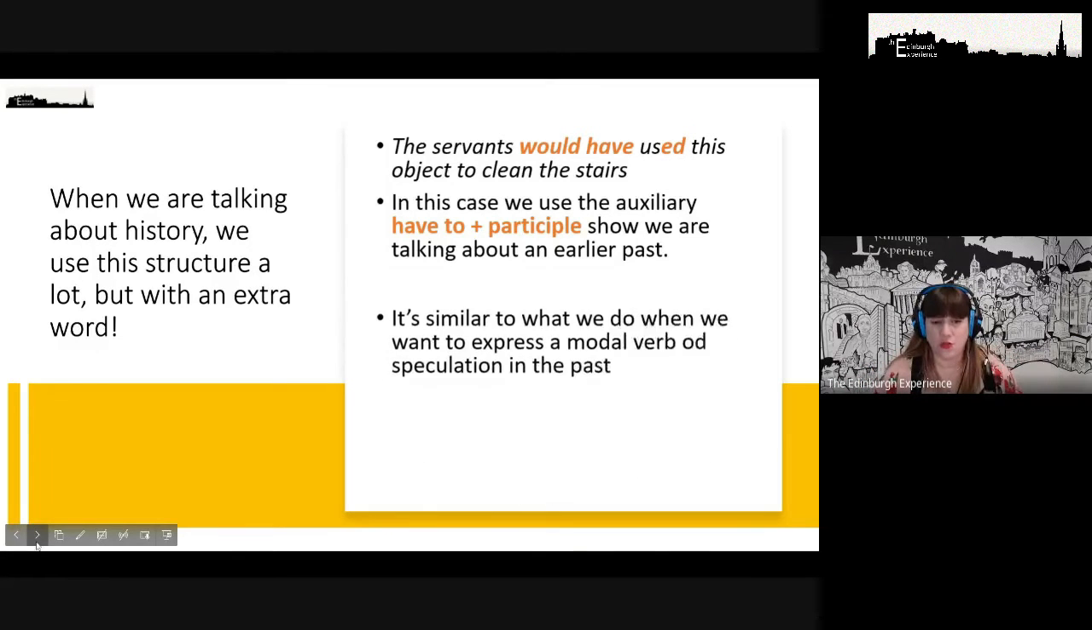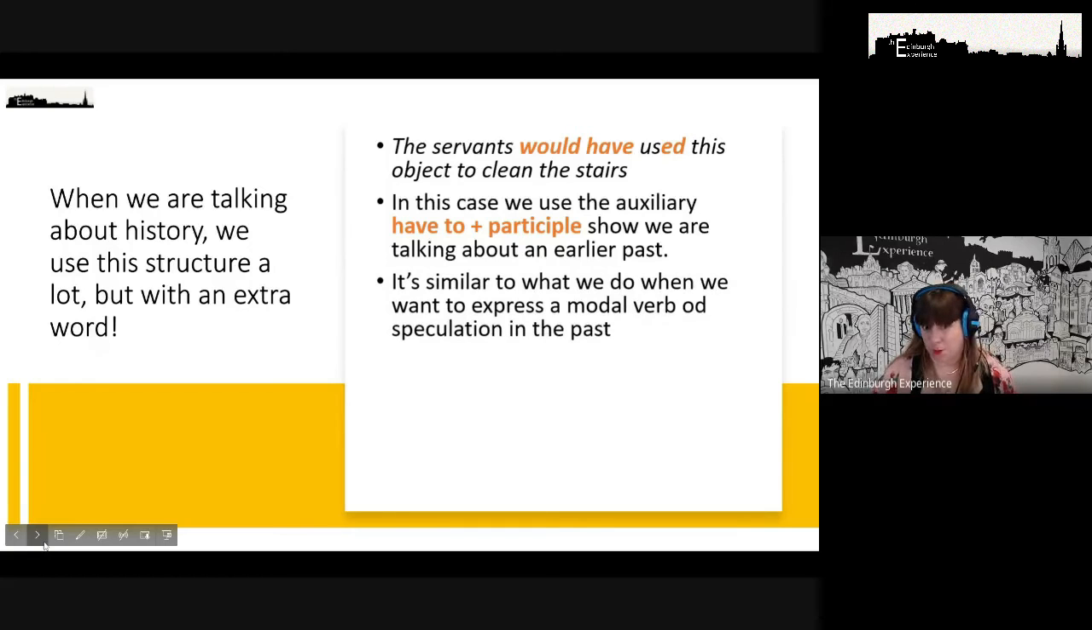It's something that we also do, for example, with modal verbs of speculation. If we want to put those into the past, we do exactly the same thing. Like if I say he must have been the murderer, we know that I'm talking about the past. So we're applying the same kind of rule here.